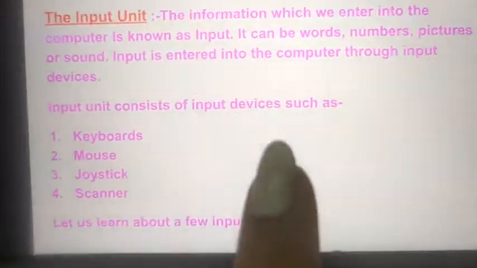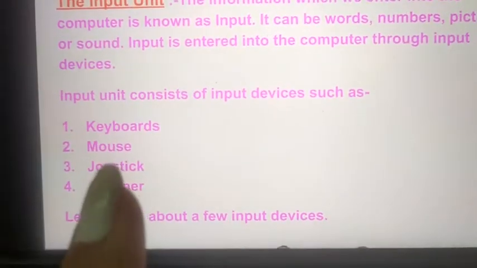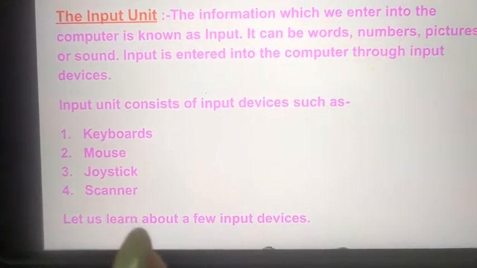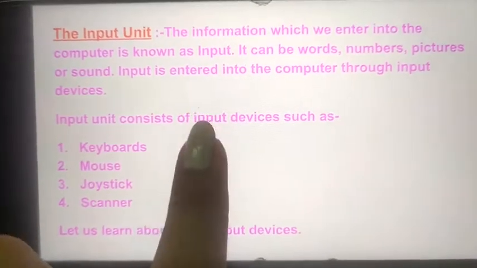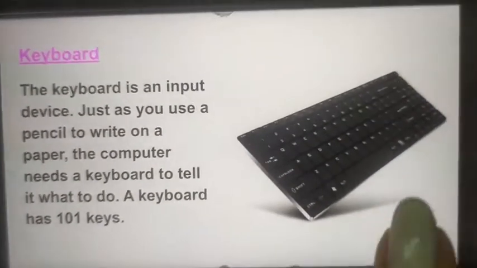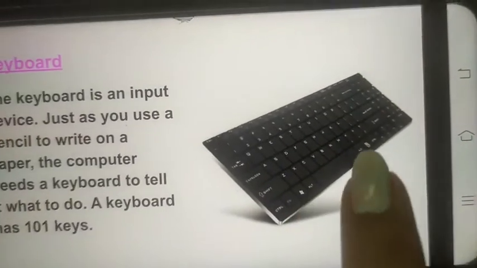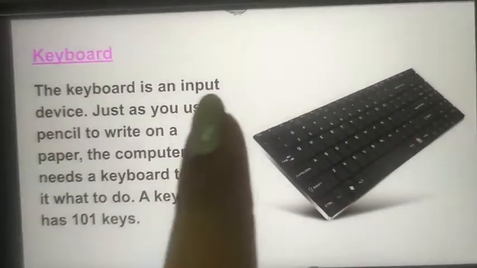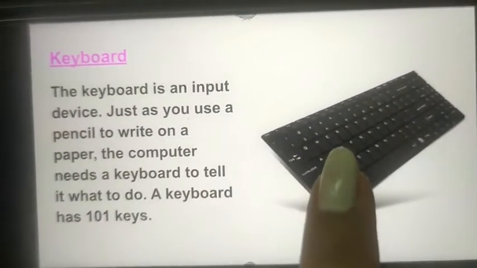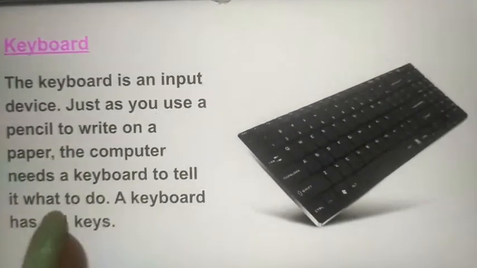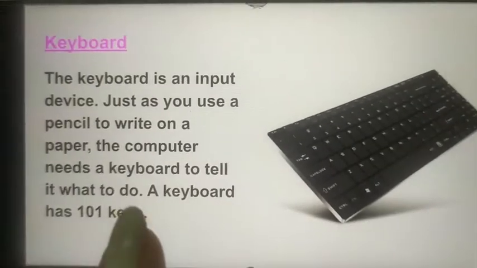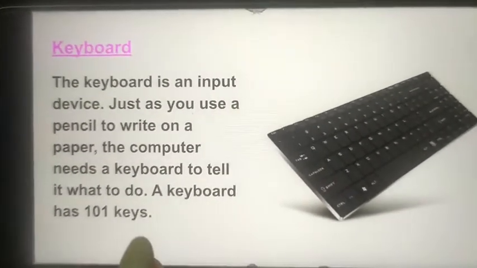Now the input unit consists of different parts like keyboard, mouse, joystick and scanner. Now let us learn about a few input devices. First is keyboard. You have already seen these parts of the computer. The keyboard is an input device, just as you use a pencil to write on paper. The computer needs a keyboard to tell it what to do. A keyboard has 101 keys.